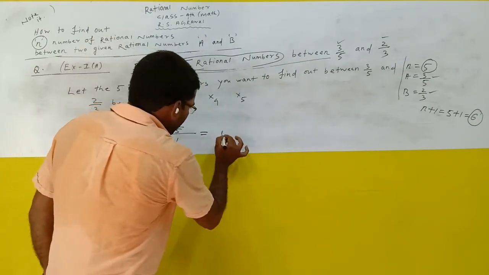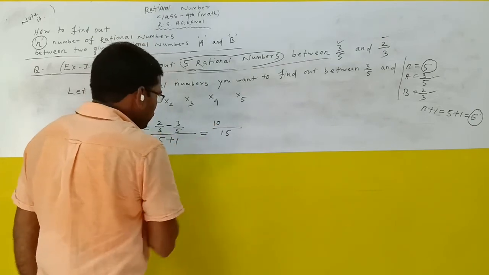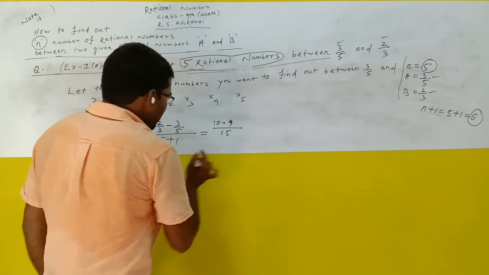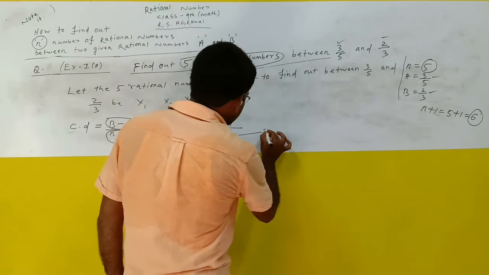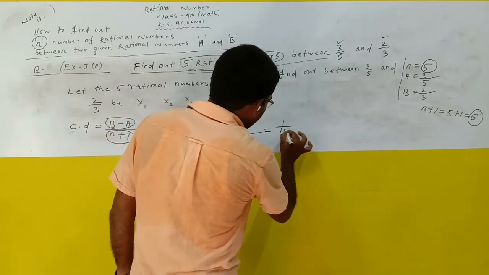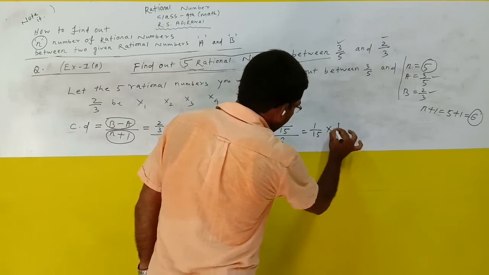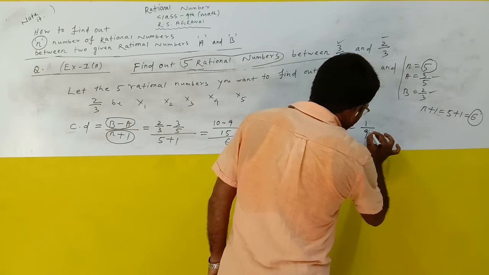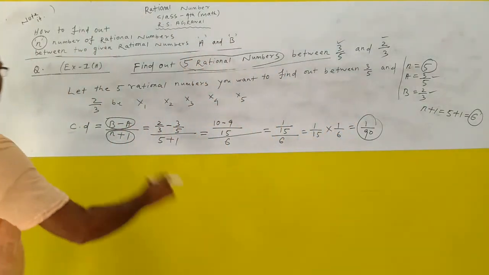Take the LCM, that is 15. It will be 10 in place of 2 by 3, and it will be 9 in place of 3 by 5, whole divided by 6, equal to 1 by 15 divided by 6, equal to 1 by 15 into 1 by 6, equal to 1 by 90. So value of d equal to 1 by 90. First note it.